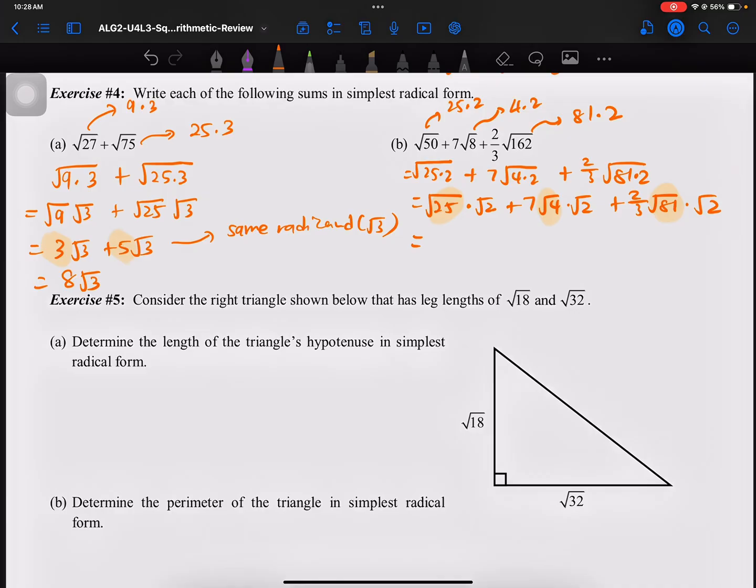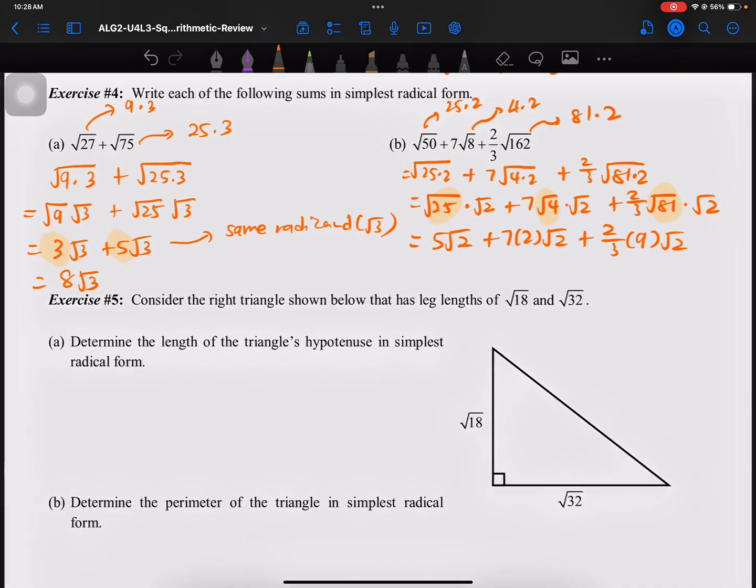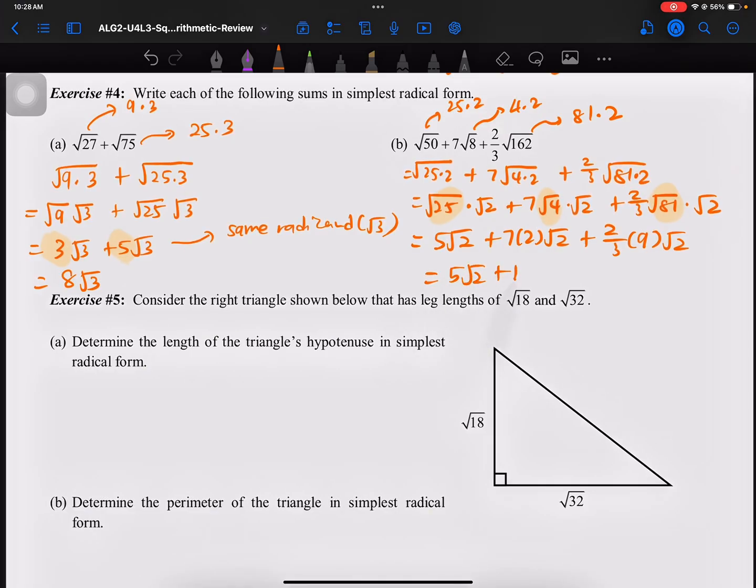So it is 5√2 plus 7 times 2√2 plus 2/3 times 9√2. So it is 5√2 plus 14√2 plus 6√2. Now all terms are multiples of √2, so we can actually add them: 5 plus 14 plus 6. It will be 25√2. So this is our final answer.